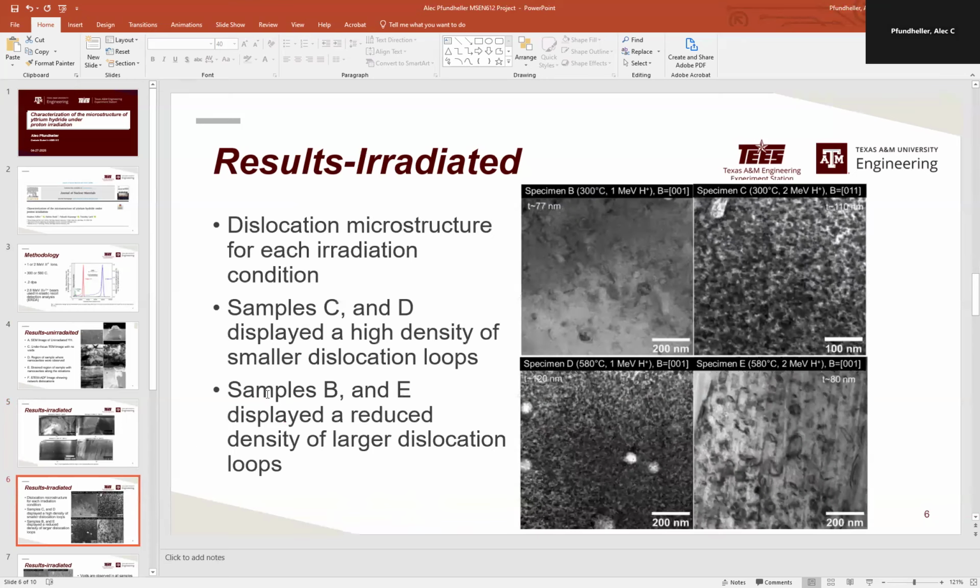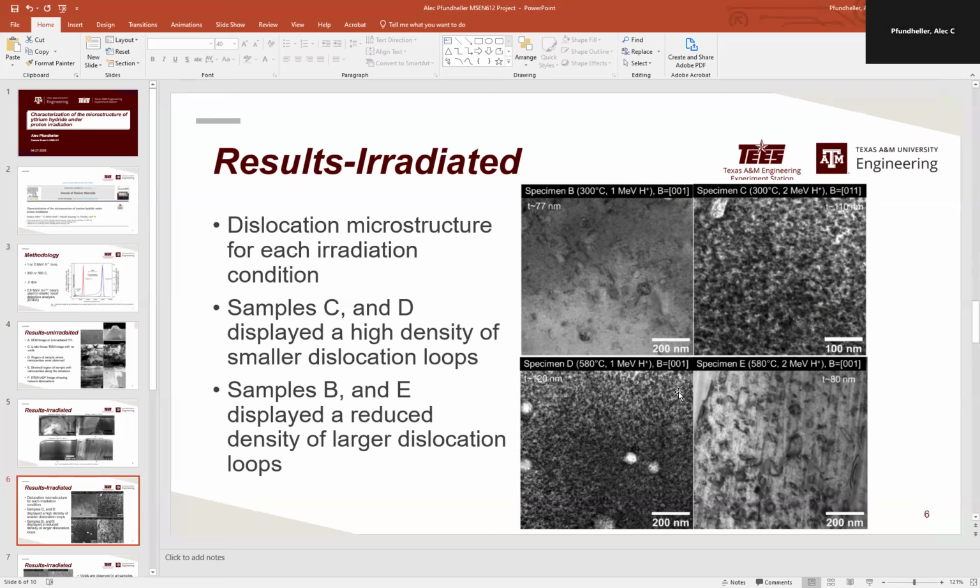And then they did some dislocation analysis. So this is the dislocation microstructure for each radiation condition. And now, oddly, you can see in specimen C and specimen D, they have a very high density of smaller dislocation loops throughout the sample. You can see all these dark little dots are the small dislocations. However, with samples B and E, you can see they both have dislocations, but at reduced density and with larger dislocation loops. You can see there's a lot more of them in specimen E. This is to be expected. It's at a higher temperature and at a higher irradiation energy.